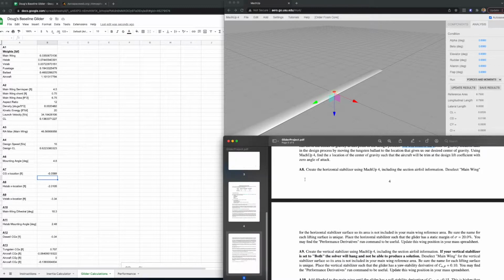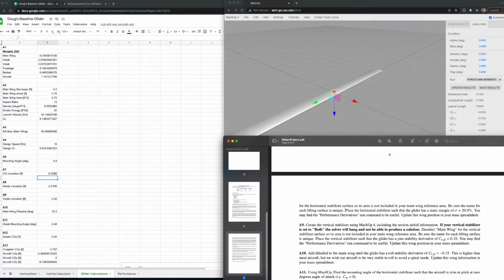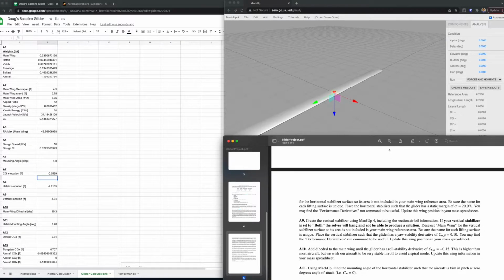All right, so number 8, create the horizontal stabilizer using Mach 4, including the section airfoil information. Deselect main wing for the horizontal stabilizer surface, so its area is not included in your main wing reference area. Be sure the name for each lifting surface is unique. Place a horizontal stabilizer such that the glider has a static margin of 20%. You may find the performance derivatives run command to be useful. Update the swing position in your mass spreadsheet.